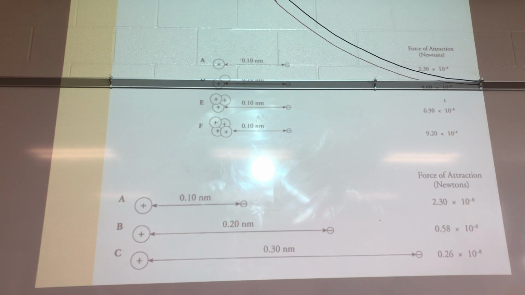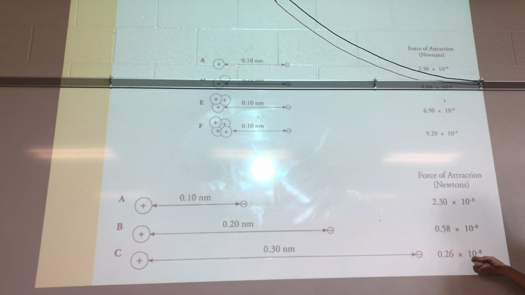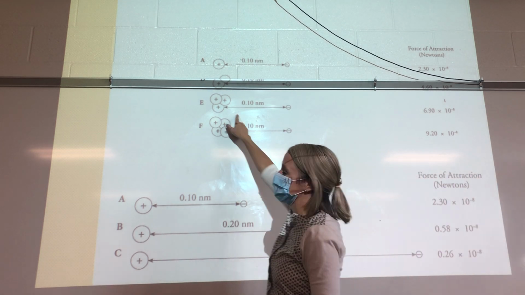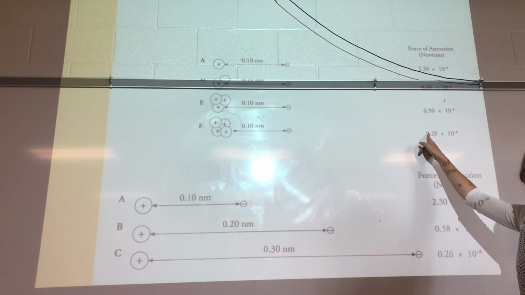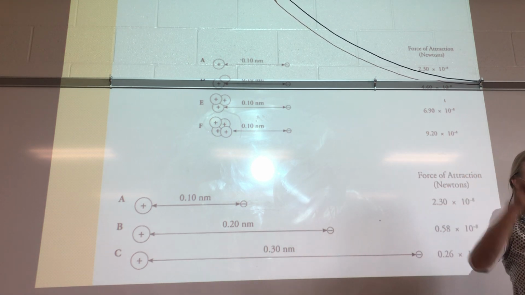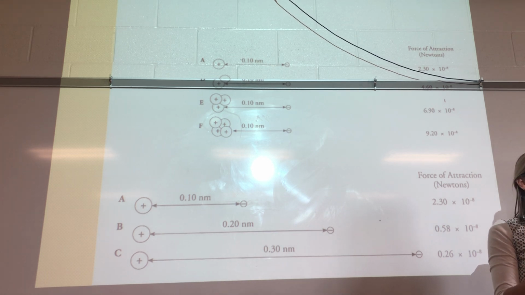Here are some graphs. We looked at these last time with our little quiz. The farther away something is, the lower the force of attraction. And the more positive something has, the stronger the force of attraction. So magnitude and distance are the 2 main things that affect positive and negative forces.